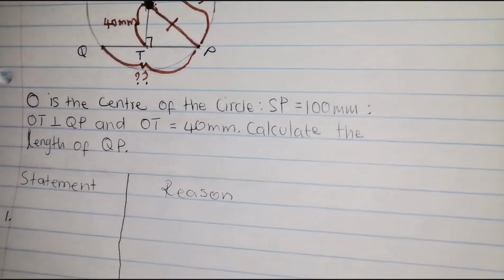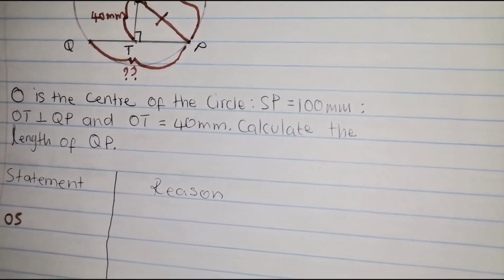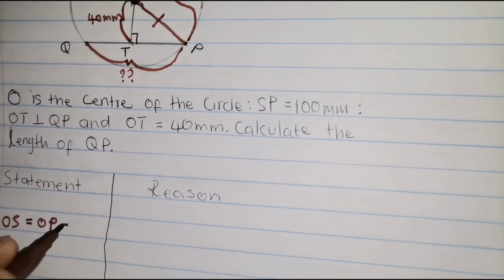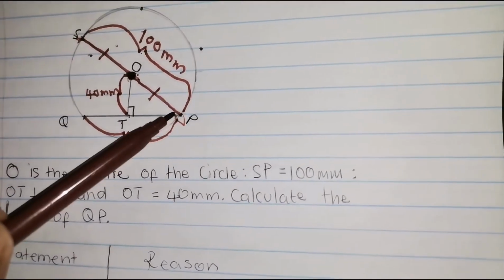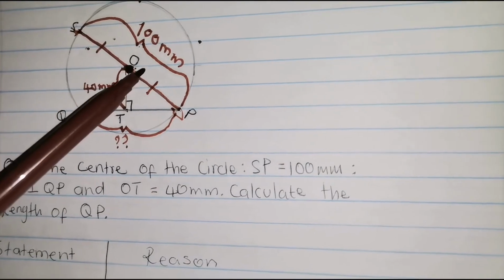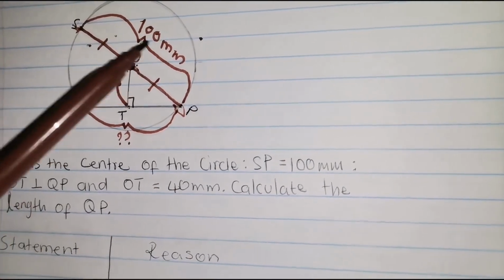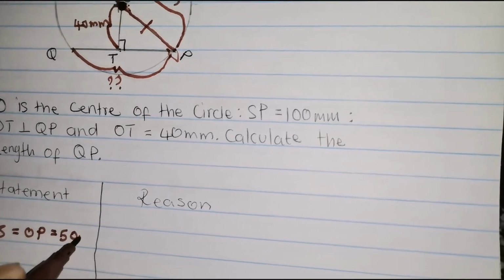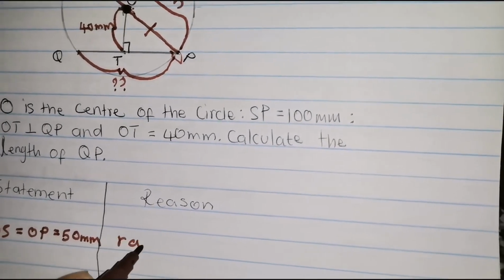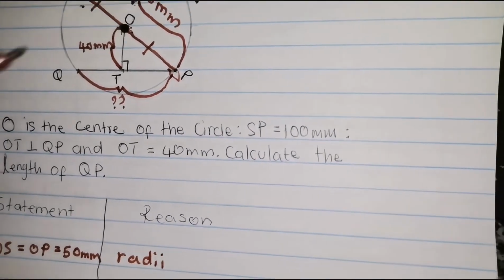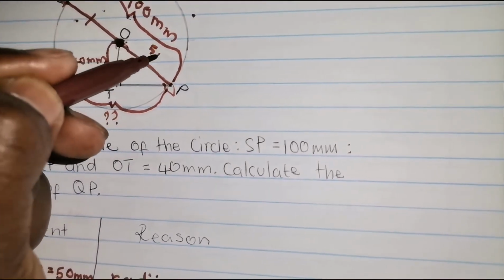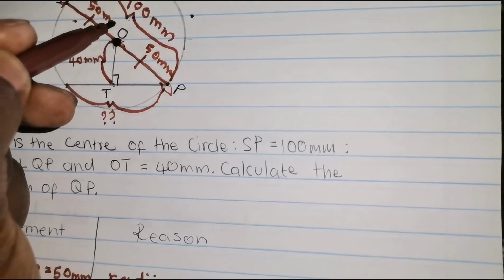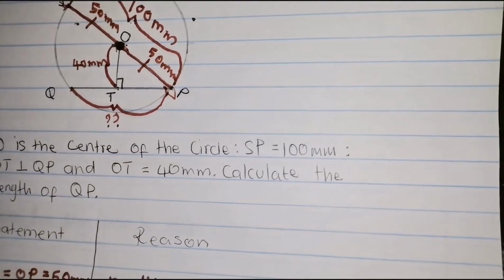So OS is equal to OP, and remember guys, SP is equal to 100. That means if they're equal in length, they're going to share the length. They're going to share 100, each equal to 50 millimeter. Reason: radii. So we already have 50 millimeter here, 50 millimeter, 50 millimeter. I hope guys understand what I'm talking about here.